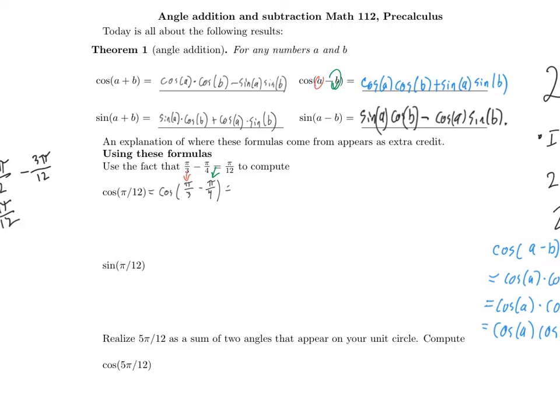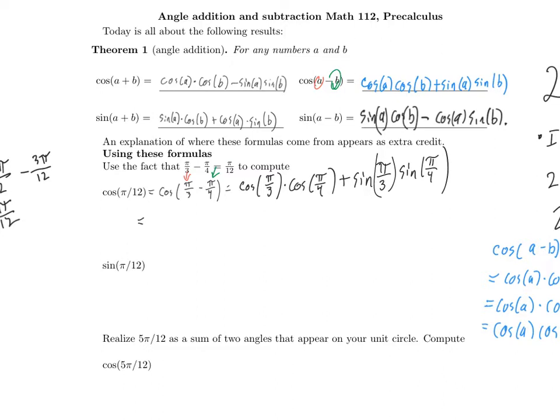And I will wind up with the cosine of pi over 3 minus pi over 4 is the cosine of pi over 3 times the cosine of pi over 4 plus the sine of pi over 3 times the sine of pi over 4. So that's just what the angle addition formula tells you. But all of those angles, pi over 3 and pi over 4, are angles that you see on the unit circle. So those are trig functions that you know.